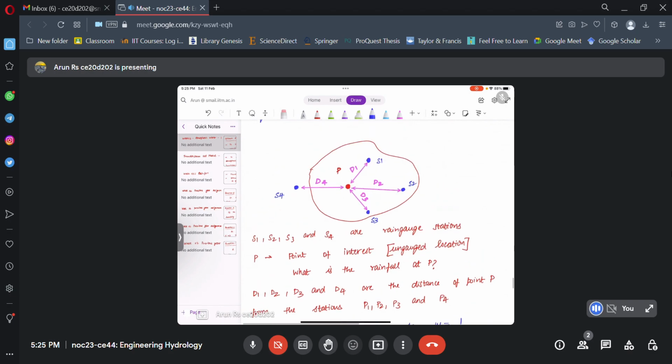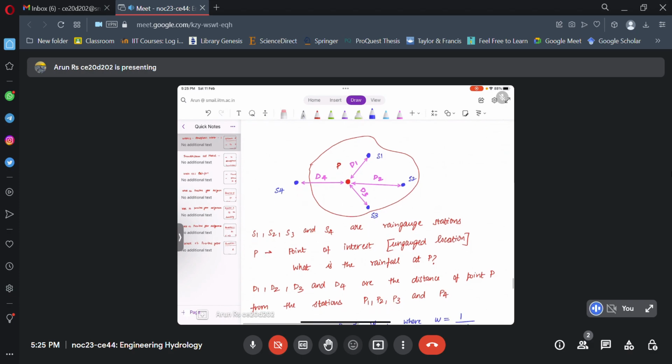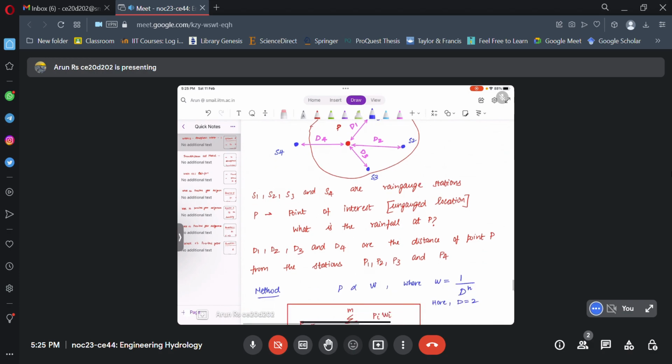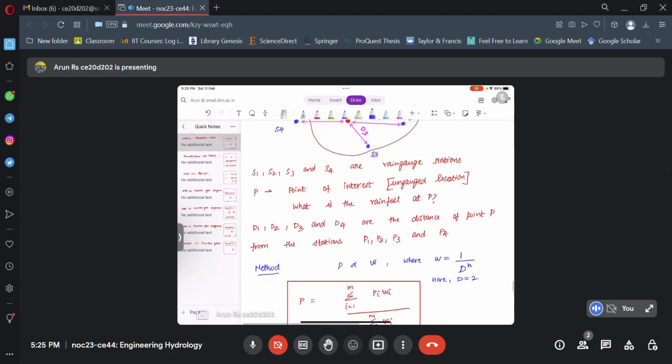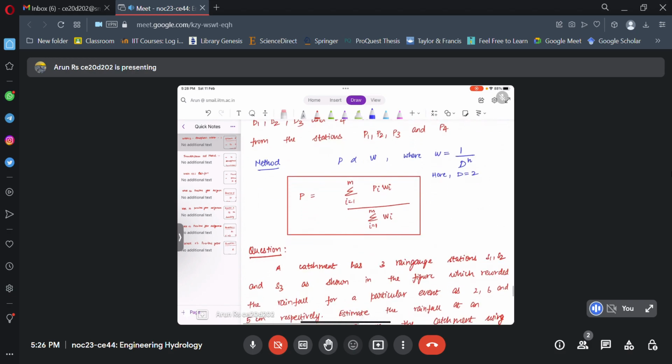So for that we need the precipitation values at the stations and the distance of the stations from the point of interest. So P is the point of interest. What is the distance of the different stations from this particular point? If we know these three things, we can calculate the precipitation at the point of interest.